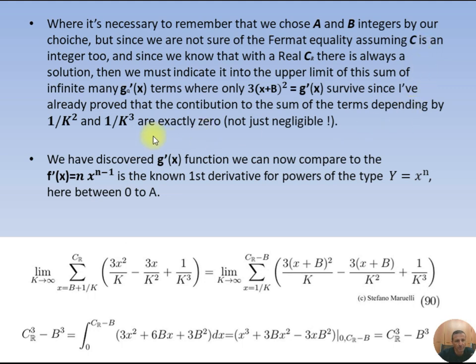But all this is useful to transform our function g prime of x, a continuous function, the sister of what is known as the first derivative for powers of integers, so the function of the type n times x to the n minus 1. Now, since both g prime of x and f prime of x are between 0 and a, we can compare these two functions and prove our theorem.